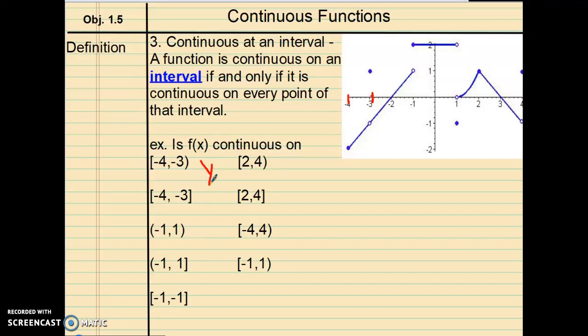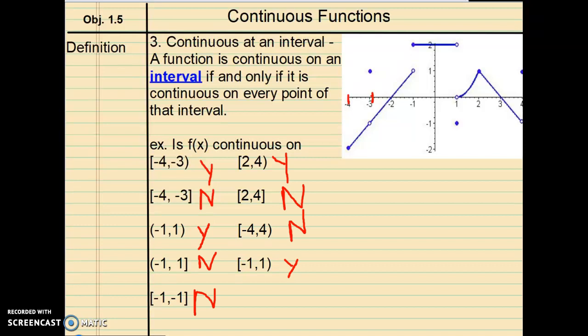Let's try one more. This time it says from negative 4 to negative 3, but you include the negative 3. Well, there's a clear discontinuity. You have a gap in a y value up here. So that, of course, is no, because if we're going to say it's continuous, it must be so in every single point in the interval. Negative 1 to 1. I'm going to go ahead and ask you to pause the video, try the rest of them, and then compare with me when we come back.